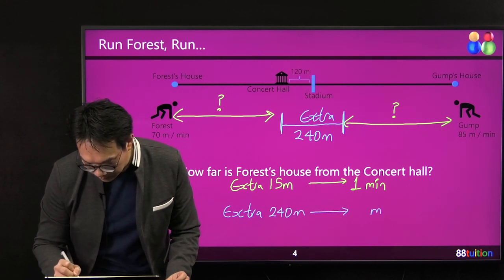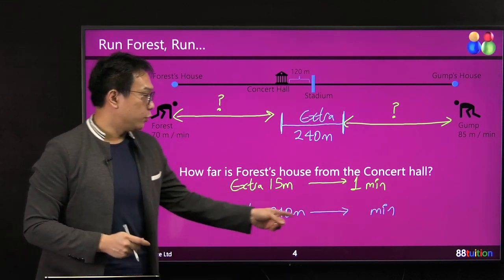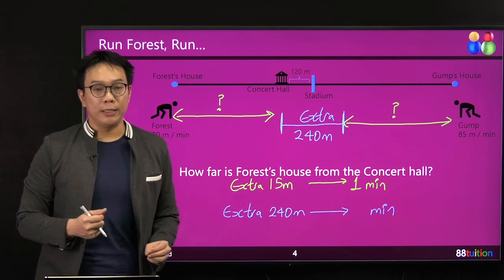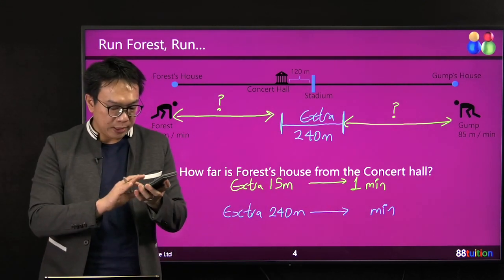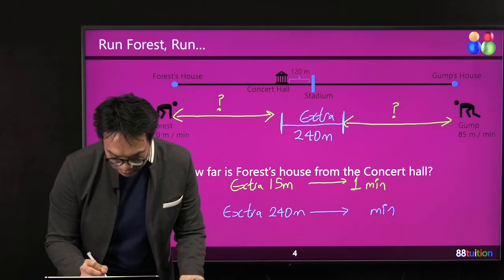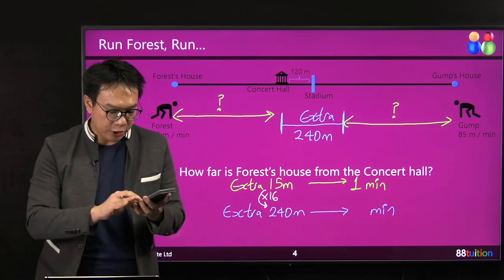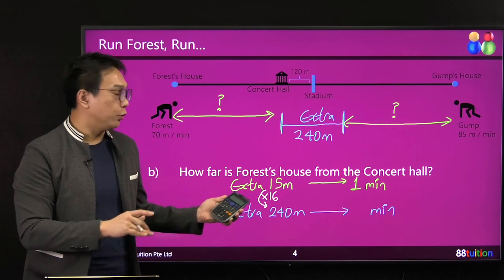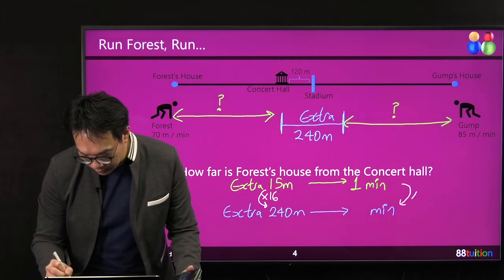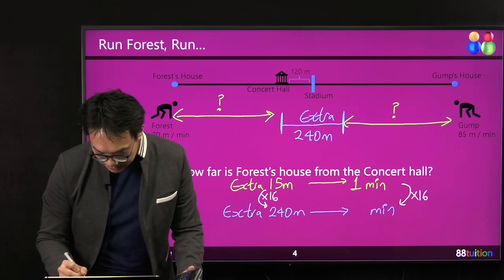Is how many minutes? So when you're talking about rate, remember to draw your arrows and write in all these units in order to make it clearer. So 15, how to get to 240? You can take 240 divided by 15, times 16. I need to times 16 here. So check again, 15 times 16 is 240. What must you do? If you times 16 on one side, please remember to times 16 on the other side. Whatever you do on one side, you must do on the other side. This is called fairness. 1 times 16 is 16 minutes.